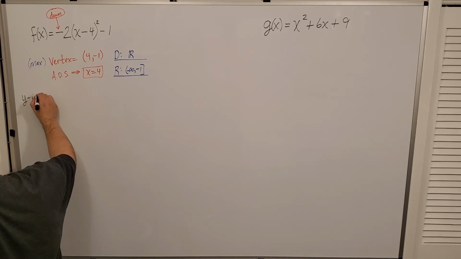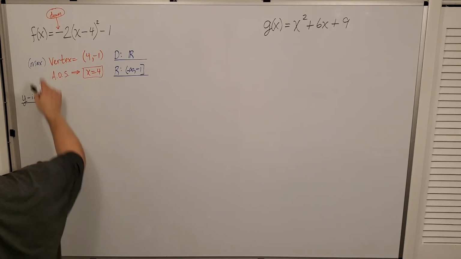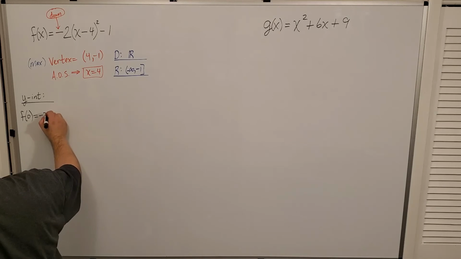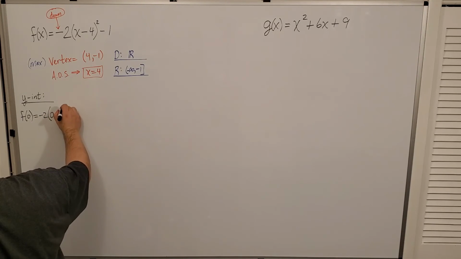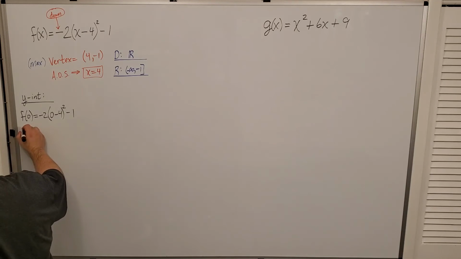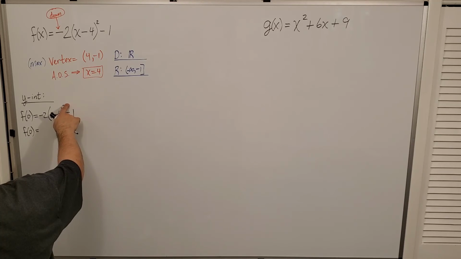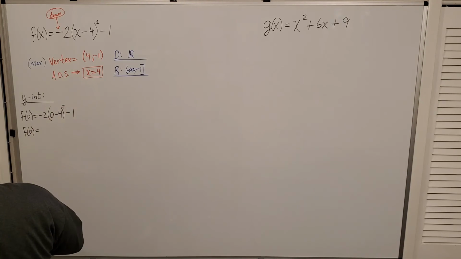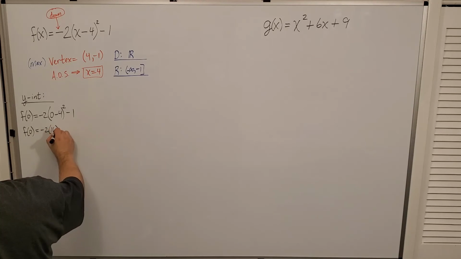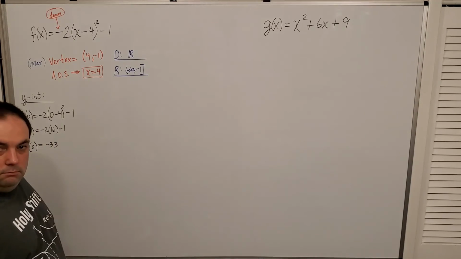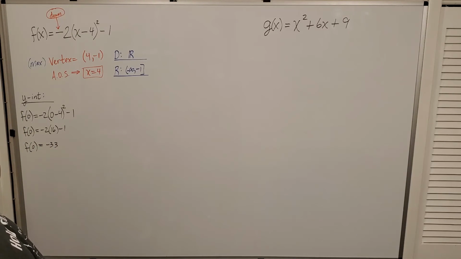Y-intercept, that's when x is 0. So f of 0 is equal to negative 2 times (0 minus 4) squared minus 1. F of 0, let's see, negative 4 squared is 16, times negative 2. So f of 0 is negative 32 minus 1, which is negative 33. All right? So I've got my y-intercept.